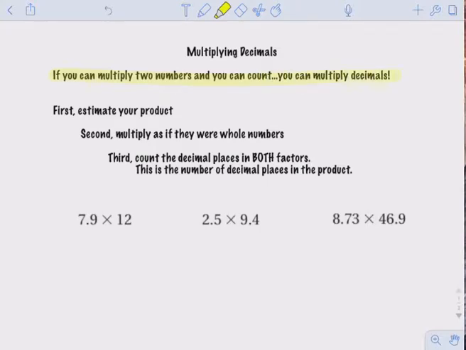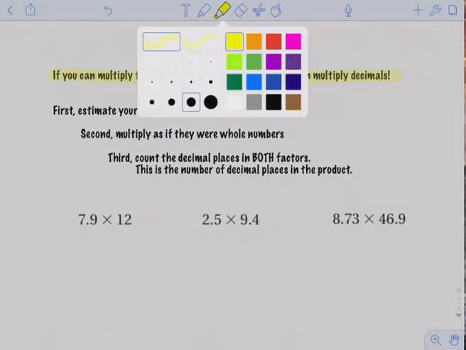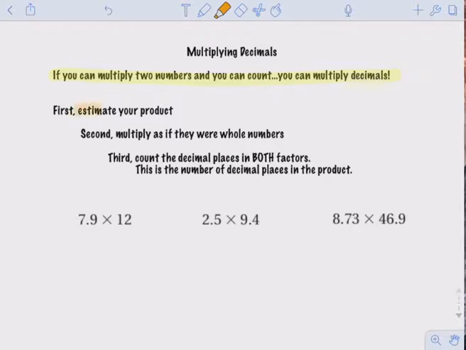There are 3 steps involved in multiplying decimals. First one is to estimate, and I have that as the first step because it should always be a first step, especially where this is a new concept to you. The second would be to multiply the two numbers together as if they were whole numbers. So now we're ignoring the decimal point to begin with. So we multiply them together as if they were two whole numbers. Then the third step is to count the decimal places in both factors, and that is going to be the number of decimal places in your product.